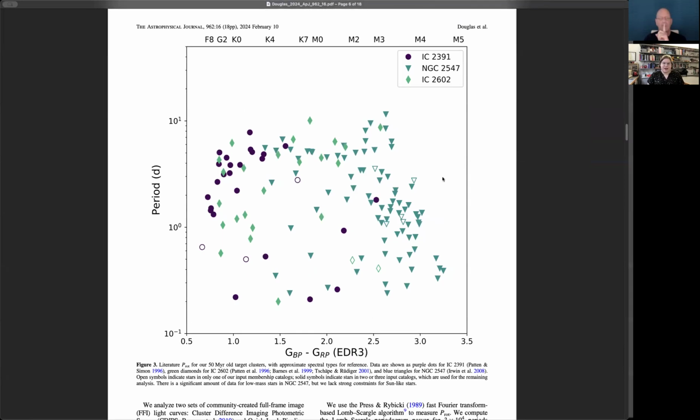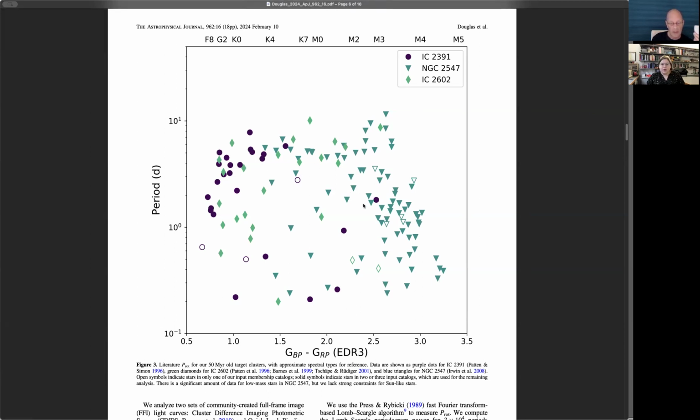So this was the state of stellar rotation before TESS. This is rotation period versus Gaia BP minus RP color. The different symbols are just 3 different clusters in the sample that all have similar ages. The blue triangles are mostly NGC 2547 from Jonathan Irwin, and that's mostly the lower mass stars. The higher masses are IC 2391, IC 2602 from Patten et al., Barnes et al., and Messina et al.